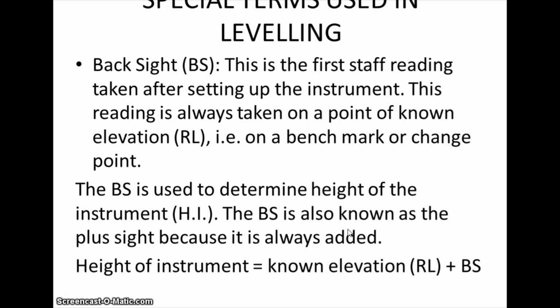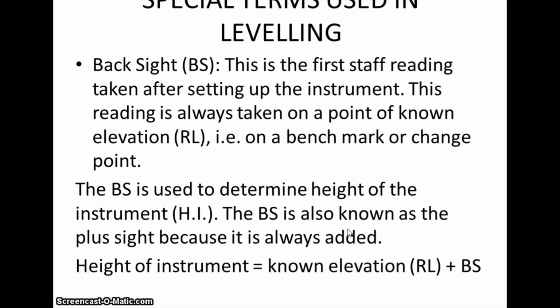Then another definition is the backside. We call it BS. What is that? This is the first staff reading taken after setting up the instrument. Whenever we do leveling, you know very well what leveling is. In that we have to do some procedure initially. One of the procedures is that we have to do the temporary adjustment of the level. We have to do the centering, leveling, etc. And then once we are ready to take the reading, the first staff reading that we take after setting the instrument is called backside.